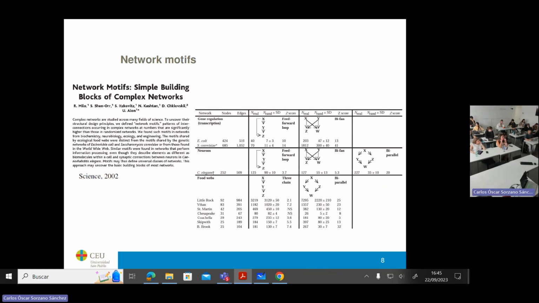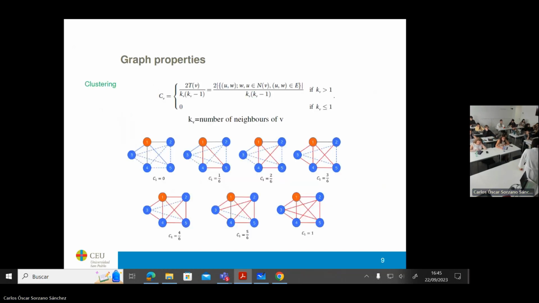And in neurons, there are also this kind of connection. Now the nodes are not genes, they are neurons, and the question is who is exciting whom. You have the same kind of feed-forward loops and bi-fans, bi-parallel, so these kinds of patterns. And food webs too. If you are interested in this topic, you can follow this paper. This guy, Uri Alon, is very well known in systems biology. Actually, one of the books that is recommended is by him.